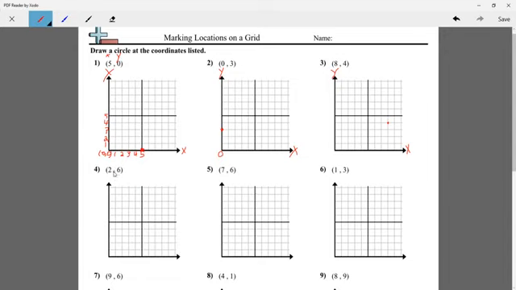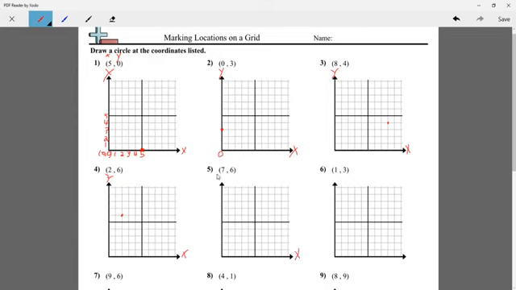Now we have 2, 6, so on the x-axis first always. Y-axis, I apologize for my handwriting, so it's 1, 2 on the x-axis, and then we go up 6. And I know that this is 5, so one more would be 6. Alright, and let's go 7, 6.